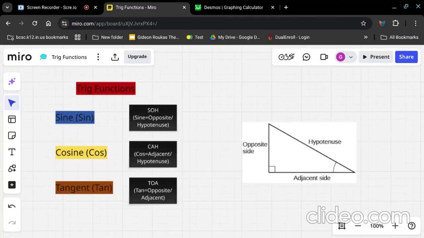I'll show you how to use these in an examples video. But for now, that's the basics of how these work. And I will also be going over common angles that you will just be able to know. They're called special triangles in another video.